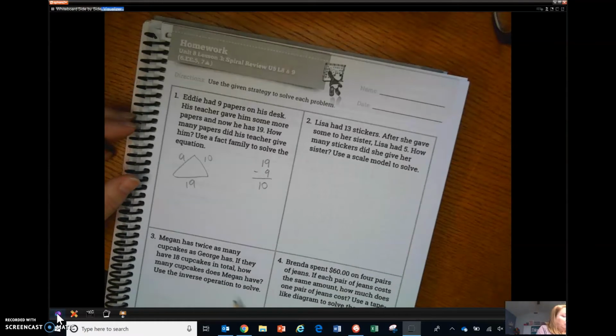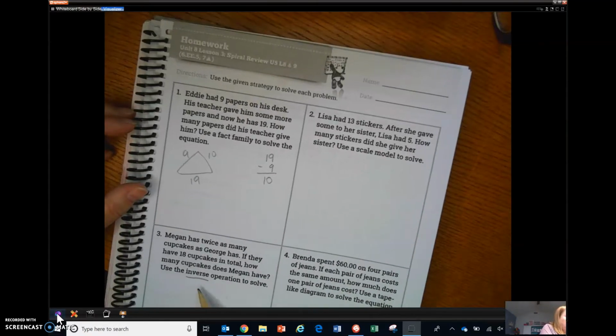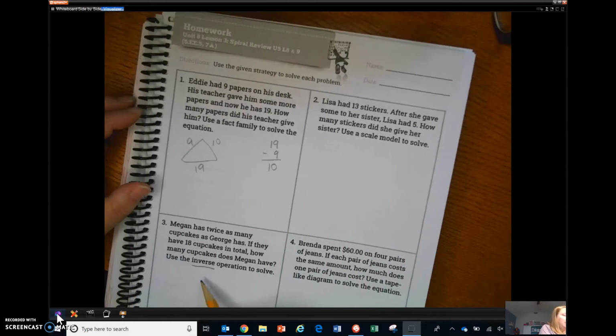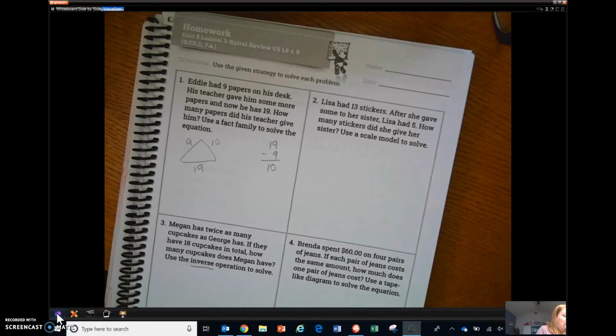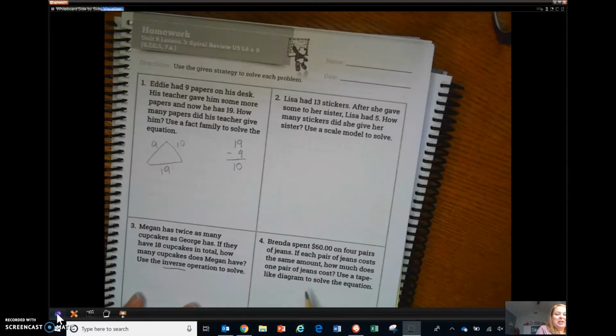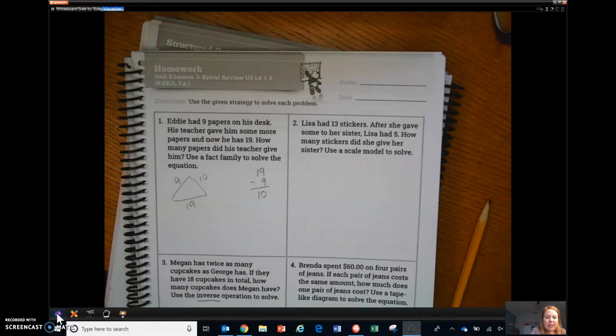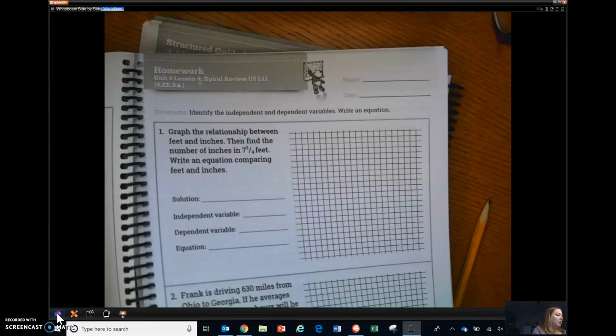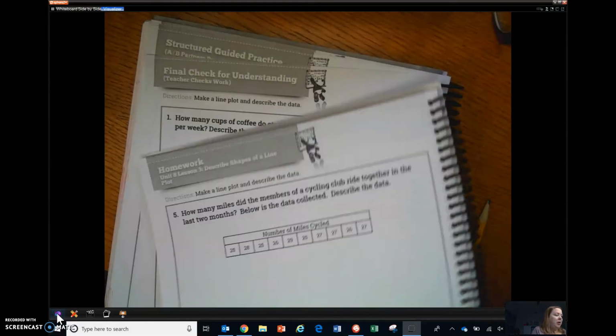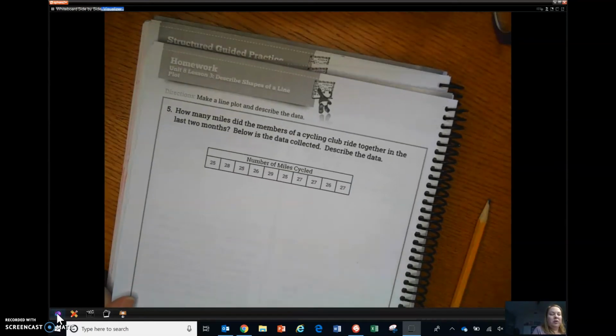Okay, you should be able to do all these. Remember, inverse is flip, change, keep, change, flip. And tape diagram. See if you guys can remember how to do a tape diagram. Remember, I will go over these tomorrow in our meeting. And then you have 1 dot plot to do for homework.